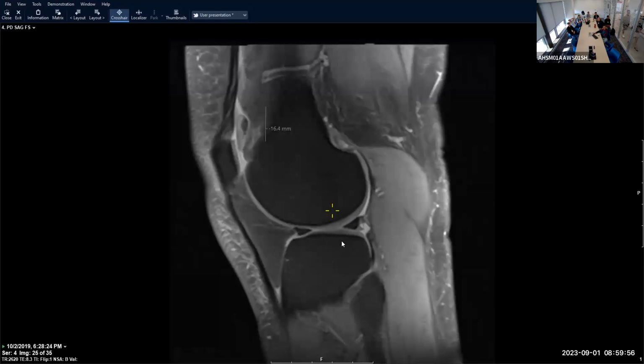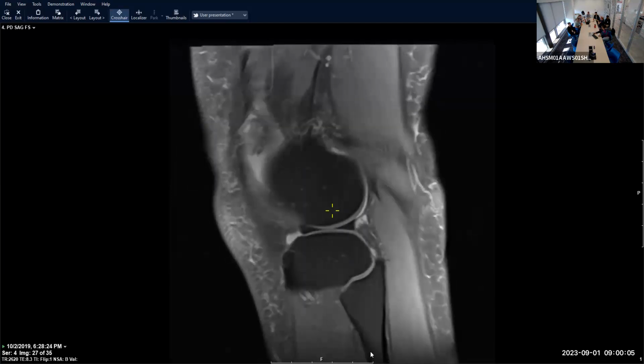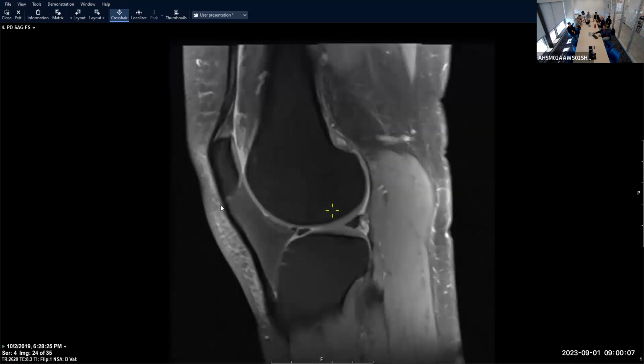So those typically will present with locking, like true mechanical locking. Good to know. And they'll have an effusion sometimes, but not always. Did they have a plain film? They did.